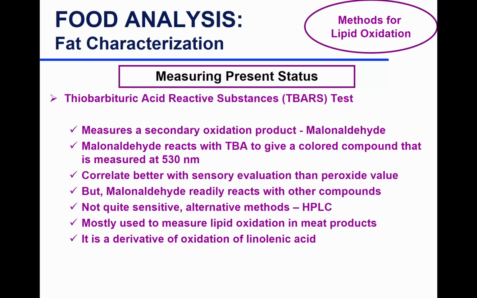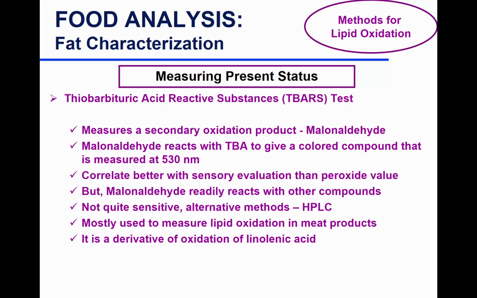There are disadvantages. Malonaldehyde can react with other compounds, not necessarily TBA, so it might go undetected, and therefore the assay might not be very sensitive if you don't have a lot generated, especially if your oil doesn't have much linolenic acid. So the assay won't be sensitive and it won't be an indication of whether you have secondary oxidation products or not.